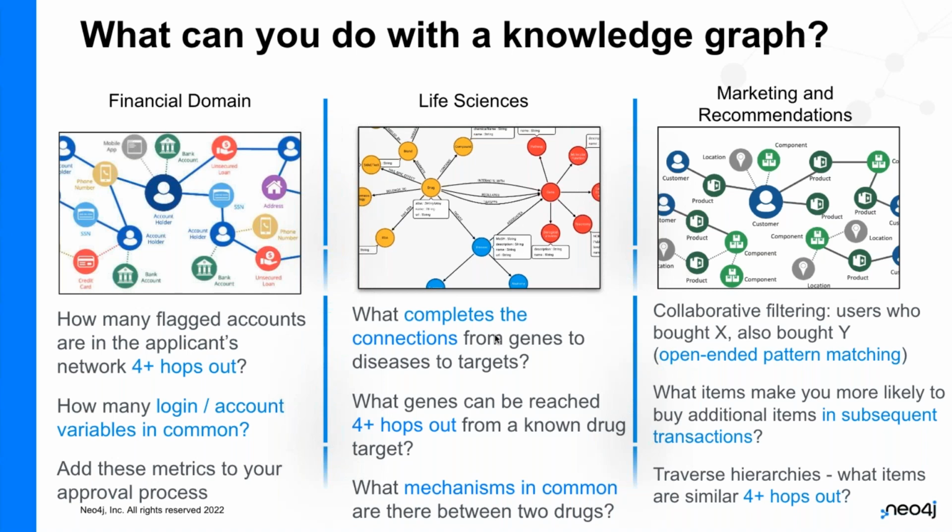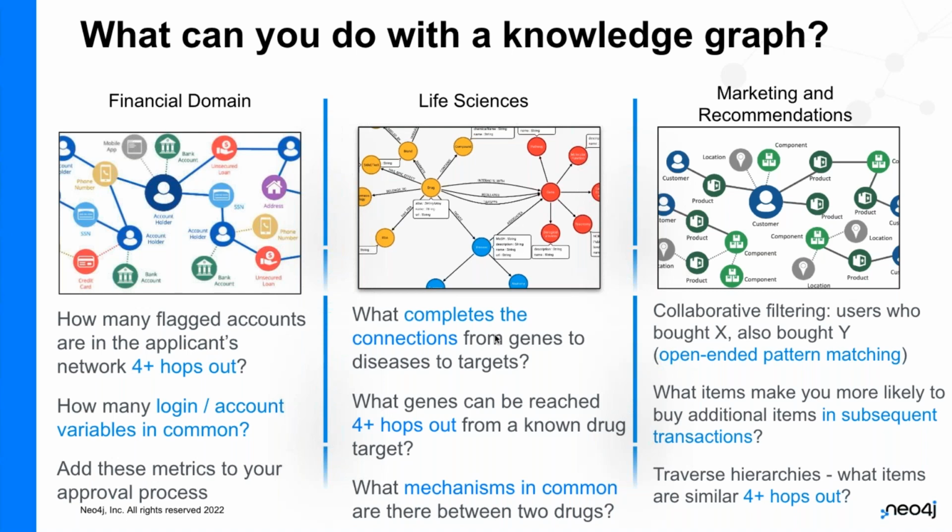And then a lot of research has already been done on how a particular drug reacts with a tissue, a gene, how a drug is used to treat a disease, and how genes are connected to other genes. And from the marketing side, how a drug is marketed by which brand, how it is made, and so on and so forth. So this knowledge graph captures a lot of aspects of this business. And then you can start asking questions like, what completes connections from genes to diseases to targets?